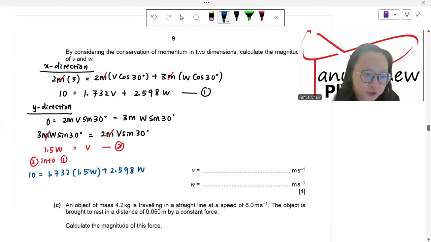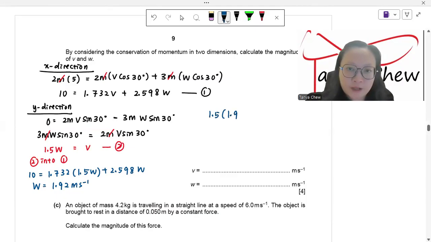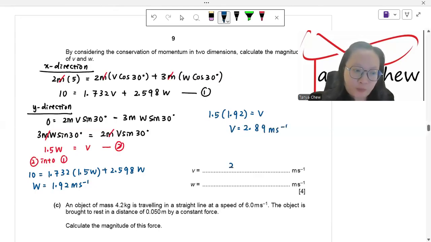Make W as the subject. You should be able to get 1.92 meter per second. And since you get the value of W, you can easily get the value of V. 1.5 times 1.92 is equal to V. V is equal to 2.89 meter per second. So V is 2.89, W is 1.92, and we are done with that.